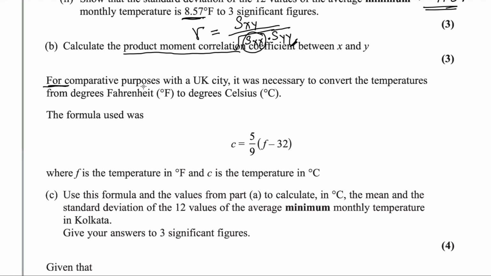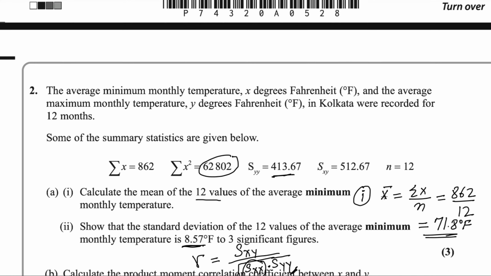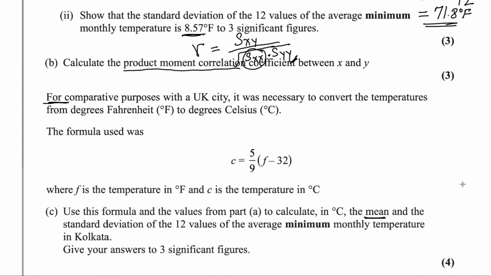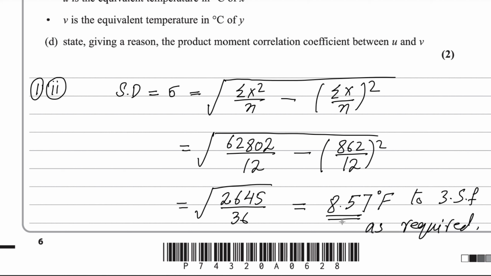For comparative purposes with the UK city, it was necessary to convert the temperature from degrees Fahrenheit to degrees Celsius. The formula used is C equals 5/9 times (F minus 32), where F is the temperature in degrees Fahrenheit and C is the temperature in degrees Celsius. Use the formula and the values from part A to calculate, in degrees Celsius, the mean and standard deviation. The mean we already got, that is 71.8, given in Fahrenheit. And the standard deviation is also given in Fahrenheit.